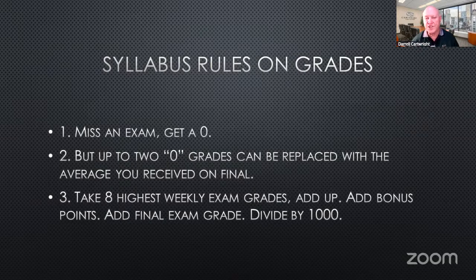You've got to put the percentage grade, the average that you received on the final. If you make 190 out of 200, that's a 95%. That's the 95 average that you received on the final. That's what you're going to substitute for the two zeros, or however many up to two, one or two. That's the second rule.